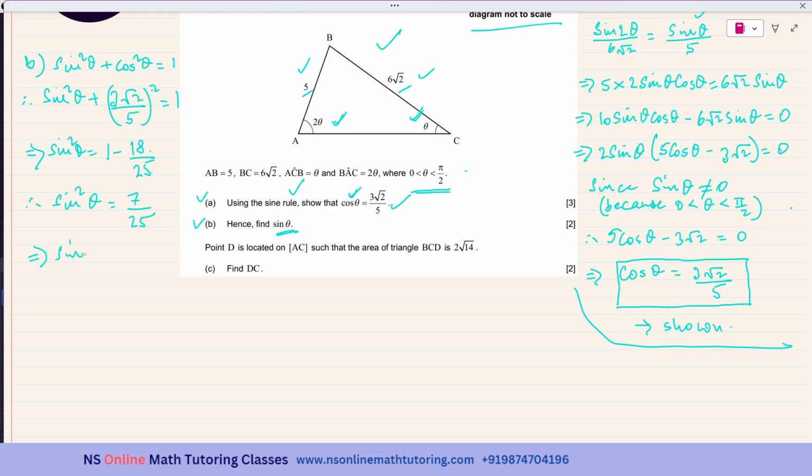Implies sine theta, I am taking the square root of both the sides and I will be taking the positive square root because theta is an acute angle. So sine theta will be a positive number. Even if theta had been an obtuse angle, sine theta would have been positive. And because theta is an angle from a triangle, it can either be acute or obtuse. It can never be a reflex angle. So sine theta value will be positive. So this is equal to root 7 over 5, because theta is greater than 0 but is less than pi over 2.